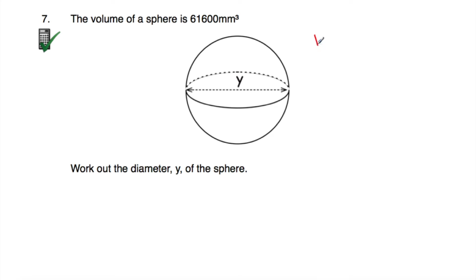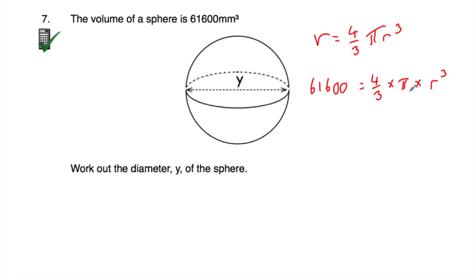So let's write down the formula. The volume is equal to 4/3 pi r cubed. We're going to replace the volume with our 61,600, and that's equal to 4/3 multiplied by pi multiplied by the radius cubed. Now we're going to solve this equation and find out what r is, which would be the radius. Once we find the radius, we'll double it to find the diameter. So let's solve this equation.